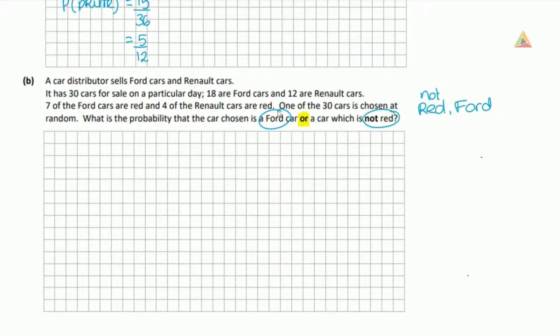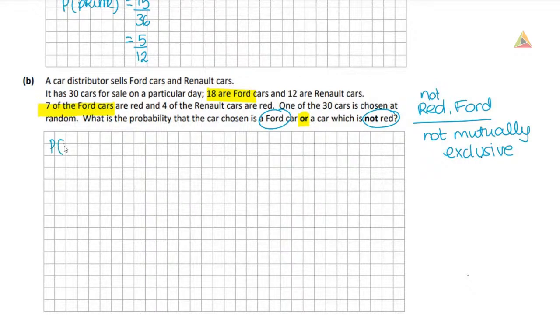So I was told that 7 of the Ford cars are red and there were 18 Ford cars altogether. So that means there are definitely Ford cars that are not red. So these are not mutually exclusive. So they can occur at the same time. So when we want to calculate the probability of Ford or not red, we're going to say it's the probability of Ford plus the probability of not red minus the probability of the not red Fords.